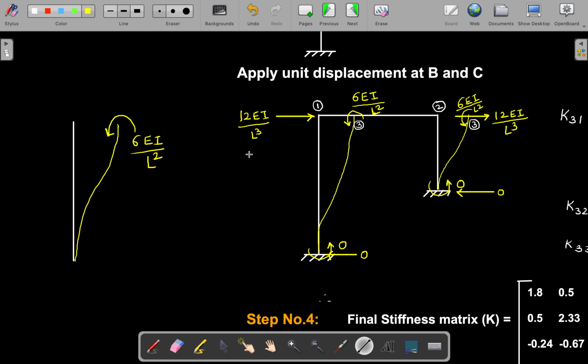When you consider rotation, the moment that gets created is 4EI by L, as we have seen. But whenever there is a displacement, the moment that gets created is 6EI by L square. The standard way of writing is 6EI by L square, and here also 6EI by L square. Now this is in anti-clockwise direction. So to resist that, there has to be a reaction, and this reaction is 12EI by L cube. Remember this. This is an important formulation.